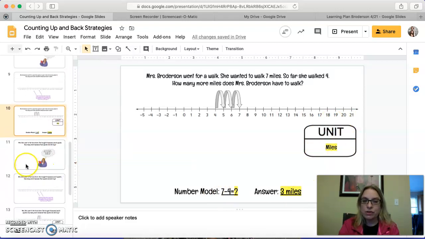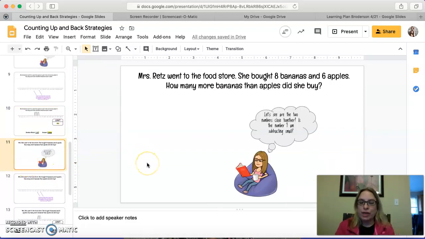All right, let's do another problem. Again, I'm going to read it. I want you to pause the video and try and think on your own what we would do. So Mrs. Retz went to the food store. She bought 8 bananas and 6 apples. How many more bananas than apples did she buy? So you're going to pause and think, are 8 and 6 close together on the number line? Is the number that I'm subtracting really small?